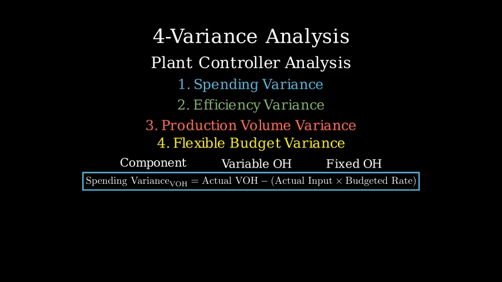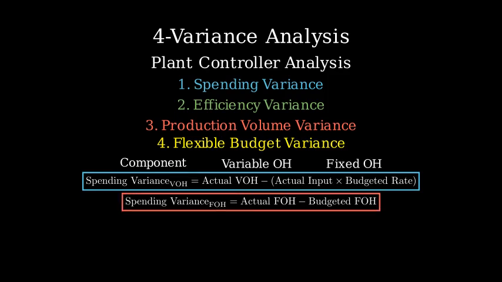For fixed overhead, the spending variance is simpler. It's just the difference between actual and budgeted fixed overhead. The formula is actual fixed OH minus budgeted fixed OH. The efficiency variance measures how well resources were used.